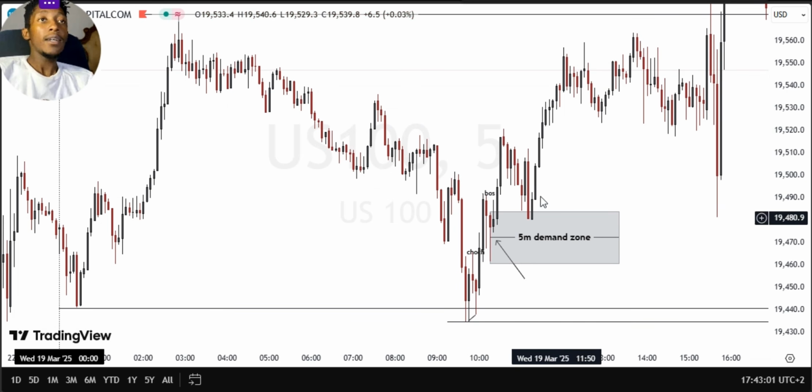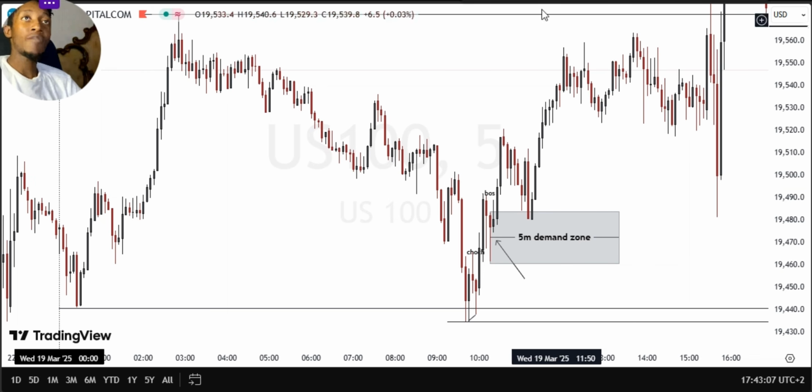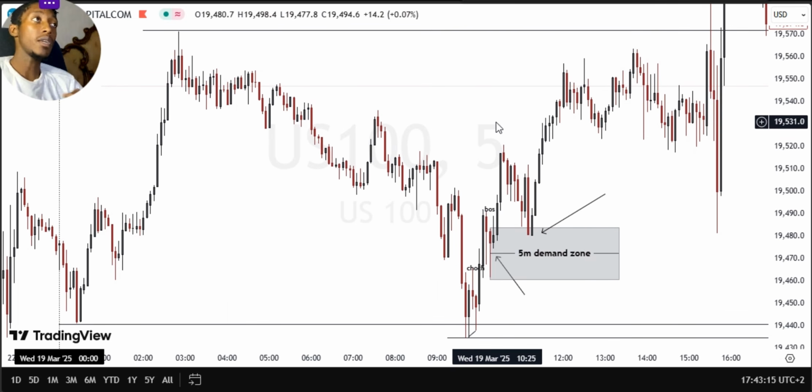So with this, now I start looking. I have found my entry zone, which is here. And then after that I need to find a TP1. What is a TP1? Where I need to break even. Once the market hits that level, I need to move my stop loss into break even.